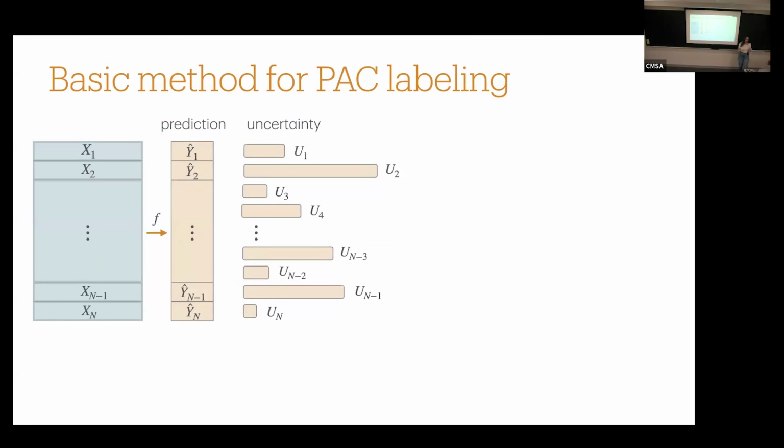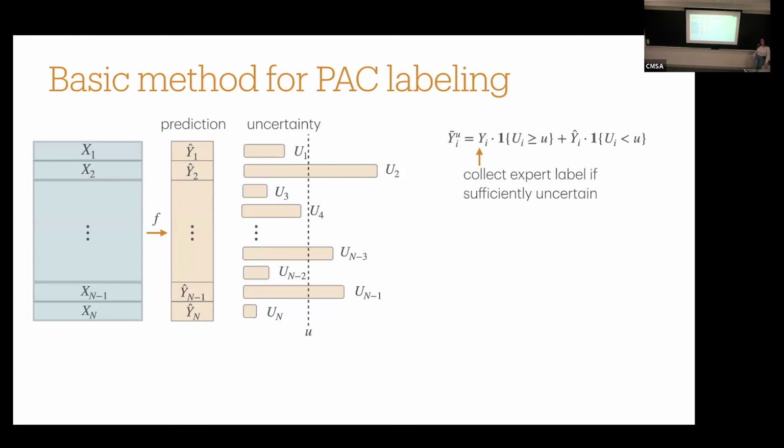Throughout the talk, I'll talk about experiments on different data modalities, and we'll see different ways that we can collect these kinds of uncertainty scores. For now, let's just take for granted that in addition to the prediction, we also have access to uncertainty. One reasonable thing that you might do is just pick some uncertainty threshold u, and we collect expert labels if our uncertainty is higher than u, and we just go with the AI predictions if our uncertainty is lower than u. So this seems like a pretty reasonable thing to do.